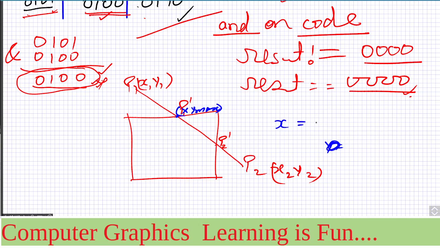The x value is, you can specify your y max minus y1, upon m, plus whatever x1 it was. Why is it happening? Because the equation was y is equal to mx plus b, right? That's why it is happening.